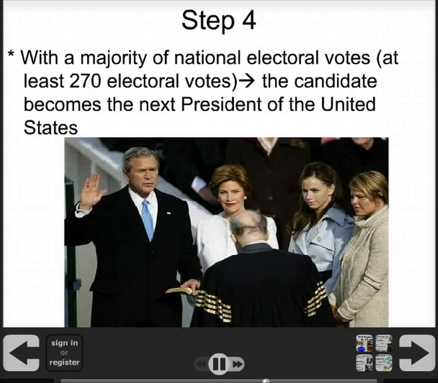Here's an image from the 2000 election, I believe, where George W. Bush and his family is taking the oath from then Chief Justice William Rehnquist. Since then, Chief Justice William Rehnquist has passed away, and as many of you know, George W. Bush is no longer our president.